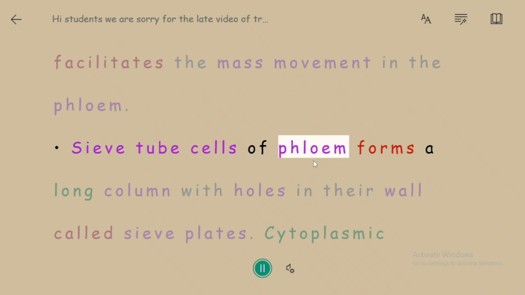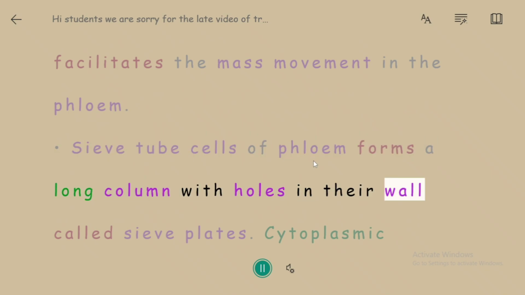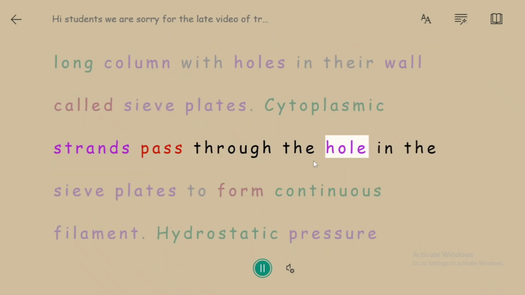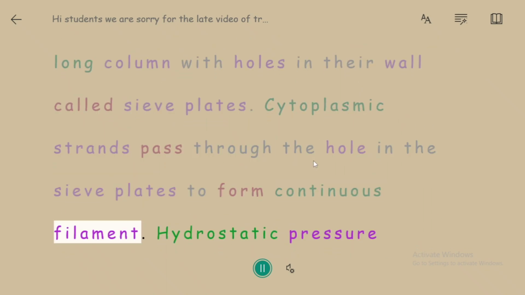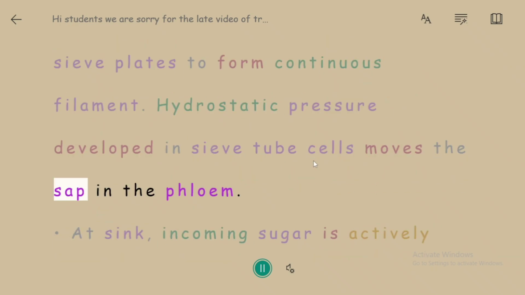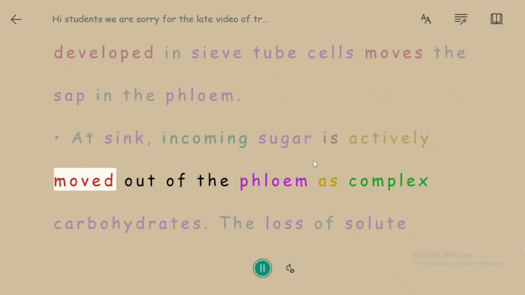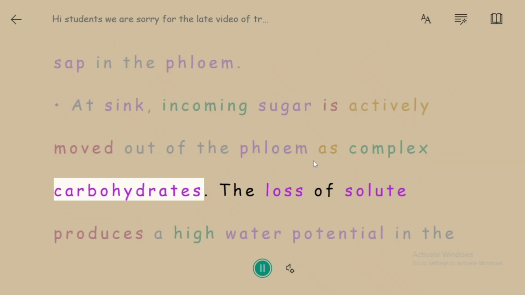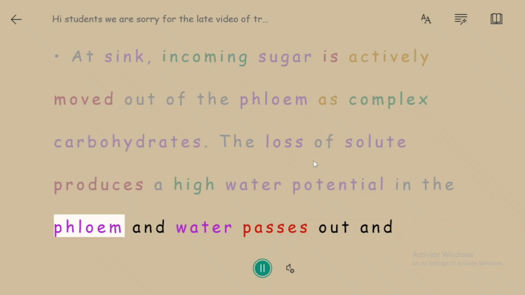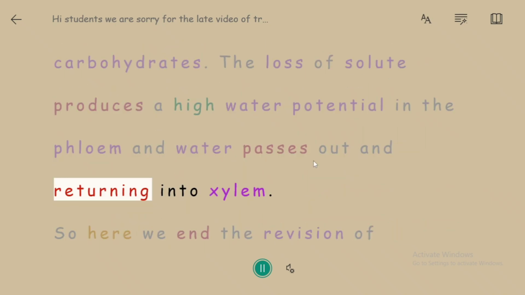Sieve tube cells of phloem form a long column with holes in their walls called sieve plates. Cytoplasmic strands pass through the holes in the sieve plates to form continuous filaments. Hydrostatic pressure developed in sieve tube cells moves the sap in the phloem. At the sink, incoming sugar is actively moved out of the phloem as complex carbohydrates. The loss of solute produces a high water potential in the phloem, and water passes out and returns into the xylem.